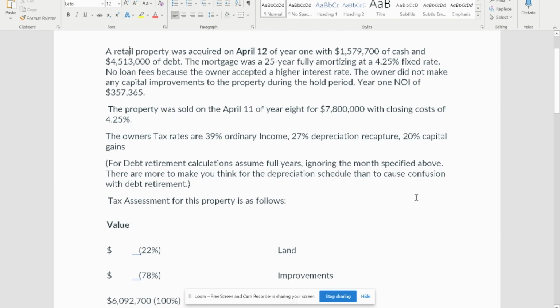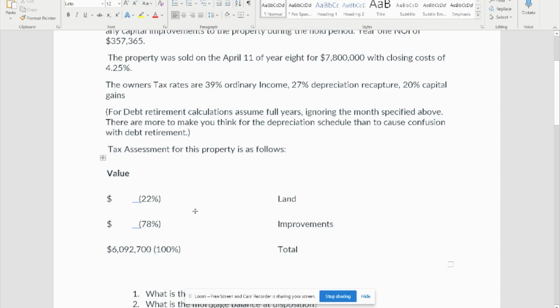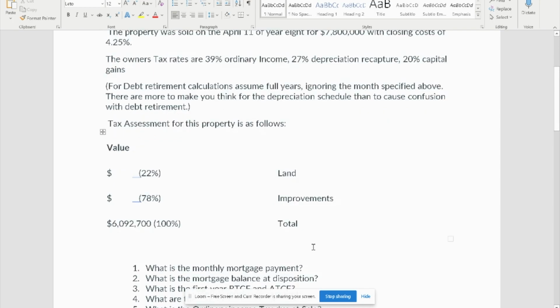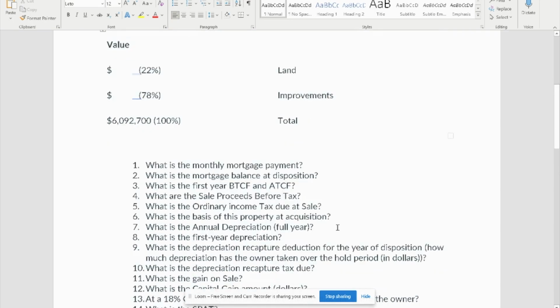The tax assessment for the property is as follows: 22% land and 78% improvement, totaling $6,092,700 total. We're asked to answer the following questions.